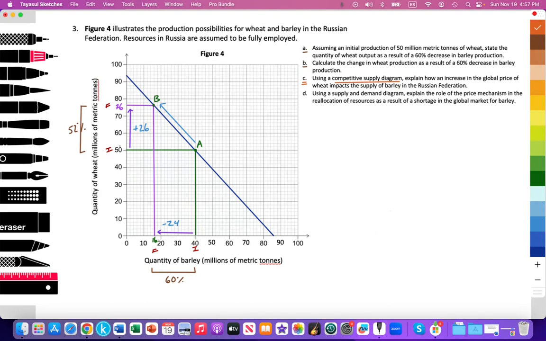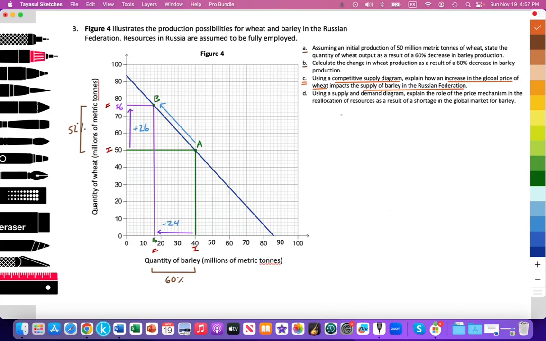So why are we getting an increase in wheat production? Perhaps it's because of an increase in the global price of wheat. And because farmers see that increase in the price of wheat, they're going to increase their quantity of supply and they're going to reallocate resources away from barley. So there's less land and capital and labor available for barley production, and that would reduce the supply of barley.